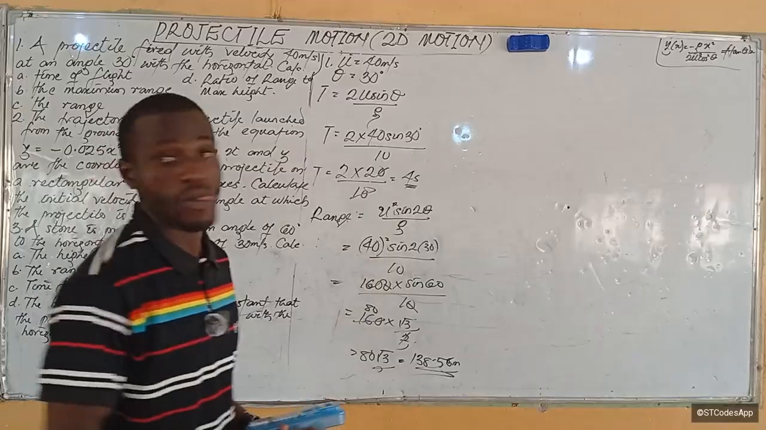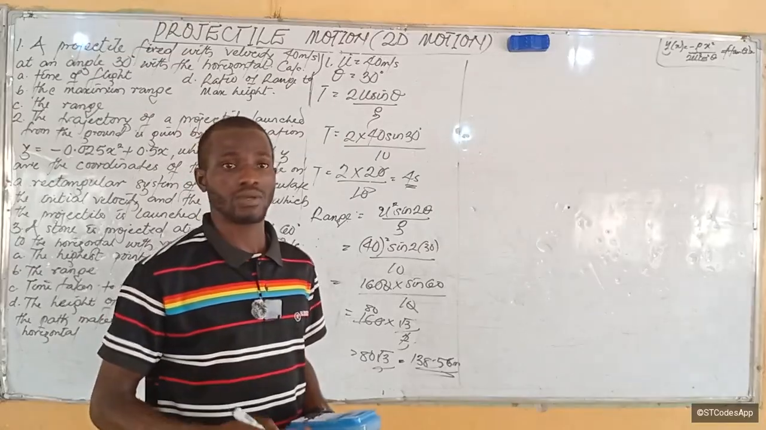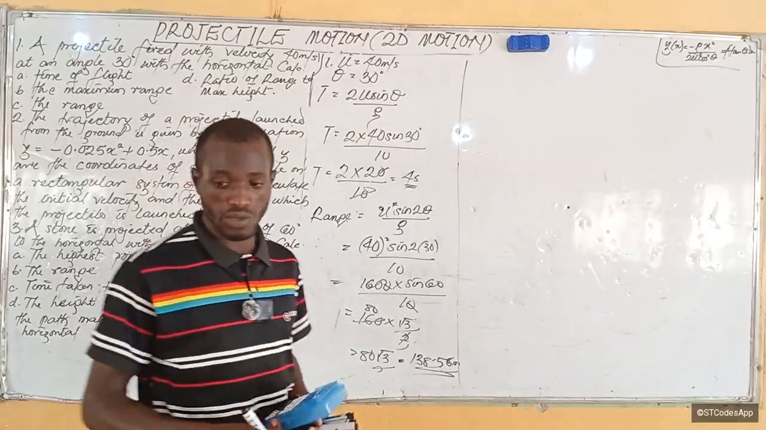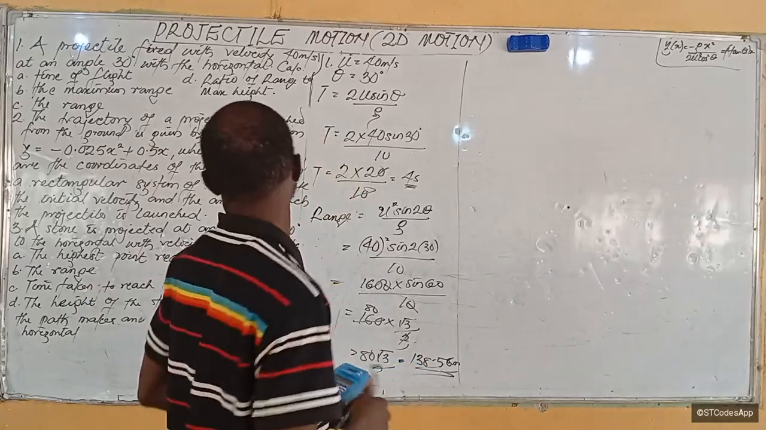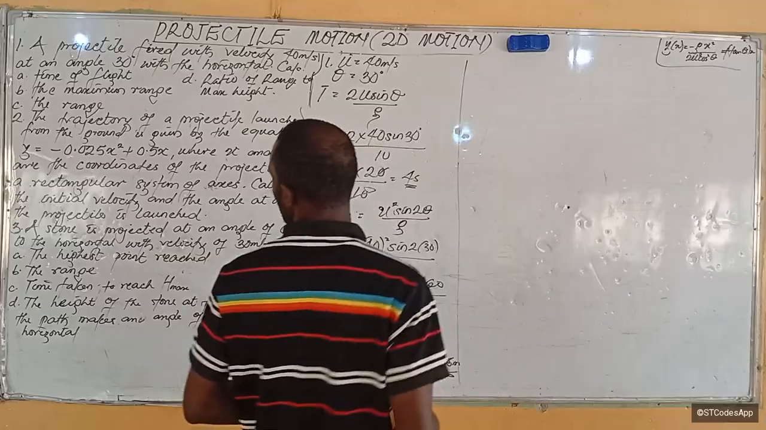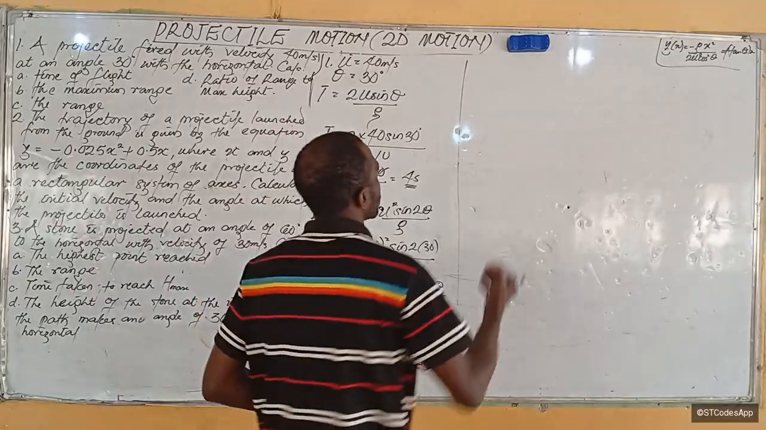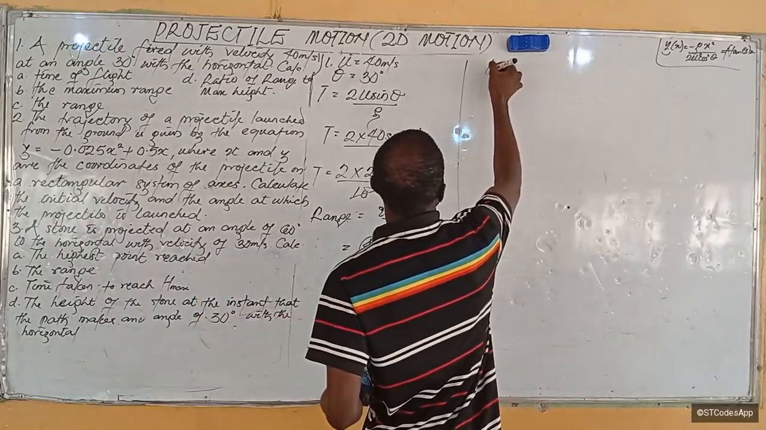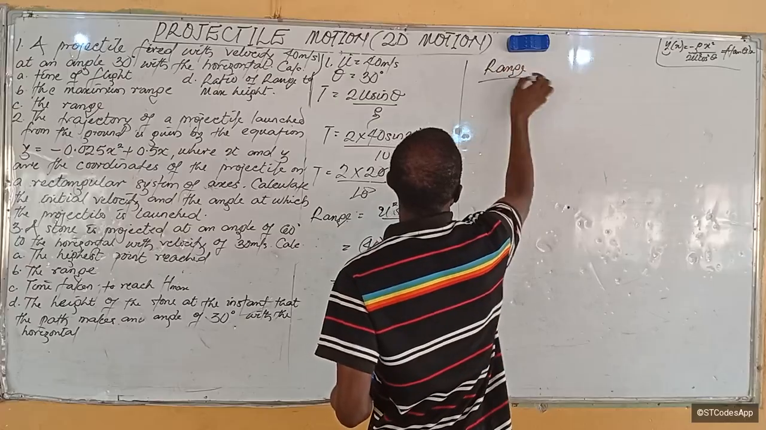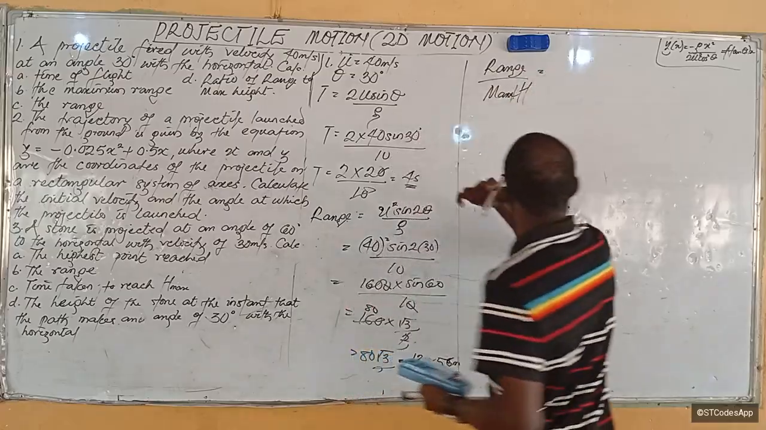This one is 4 seconds. Now, the reason why I'm rushing is that we are going to have to continue in another class, because this class is to be used. This is a borrowed facility. So the next one is the ratio of range to maximum height. It means we have to use the two formulas now: range over maximum height.